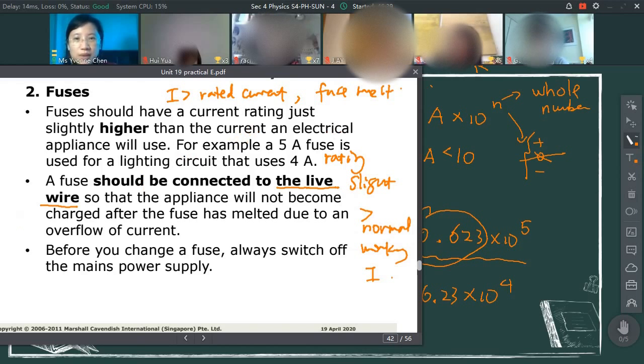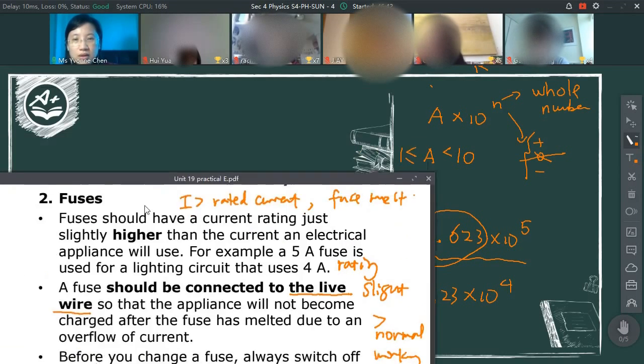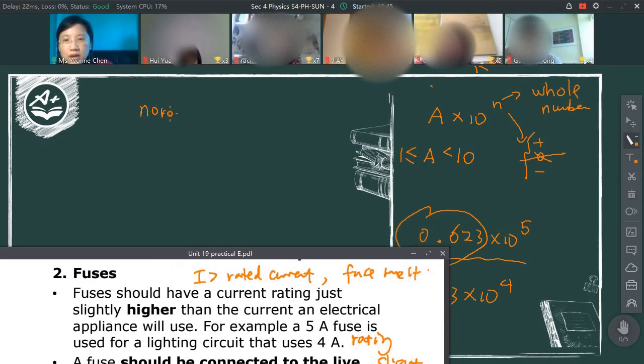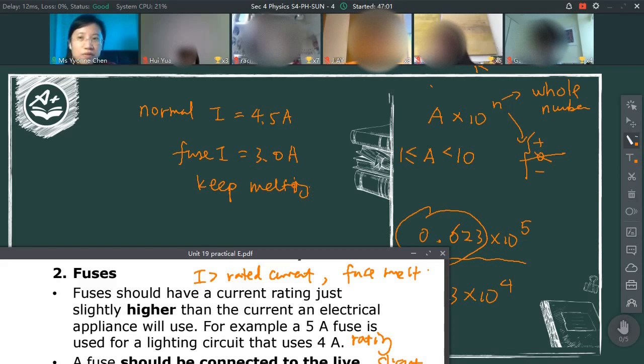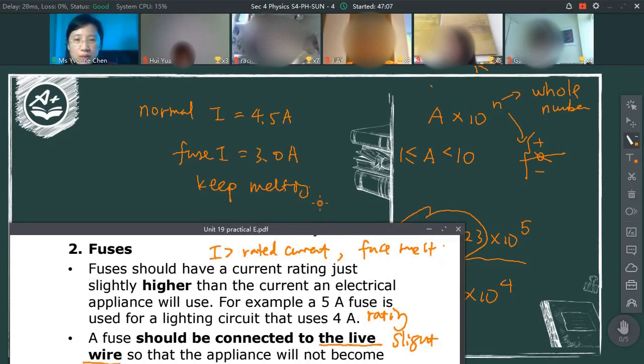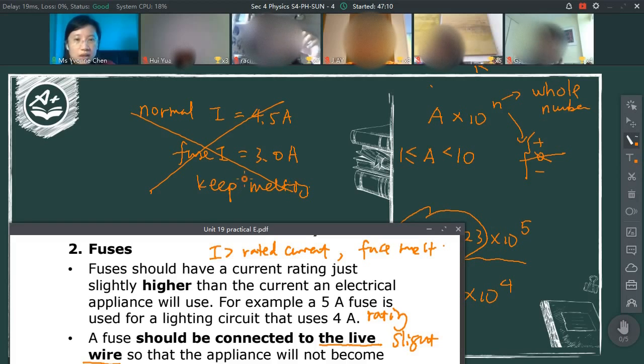There's no point, for example, if your normal working current equals 4.5 ampere, and you have a fuse with a current rating of 3.0 ampere, then it will keep melting, right? Then you keep changing the fuse. It's going to be troublesome and not going to help you. So this is not what we want to see. If the normal working current is 4.5 ampere, a good choice of fuse will be 5 ampere. We prefer this.